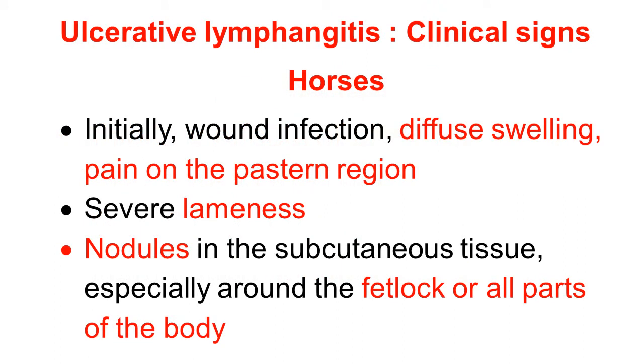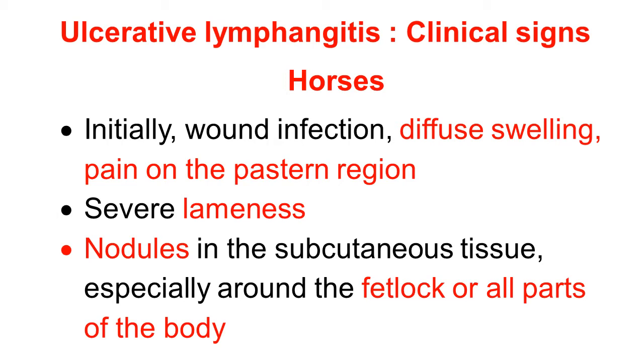Here we will see the clinical signs of ulcerative lymphangitis in horses. Initially, the infection enters the skin through a wound. In that area, there is diffuse swelling. So the synonym is big leg. We have seen that in the synonym. Diffuse swelling, so it is called big leg.